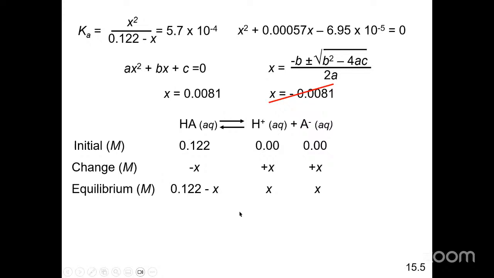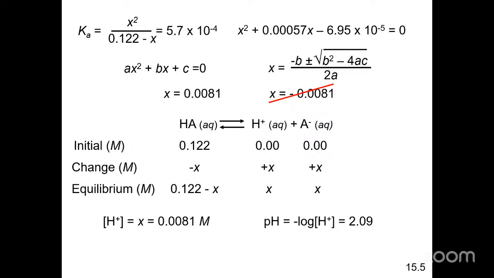And the question is asking for the pH. So basically, the concentration of H plus will be equal to that value of X. And therefore, to find the pH, we simply do minus log of that value. And you're going to end up with your answer being 2.09 in this case. And that's basically how you solve this problem, all right?